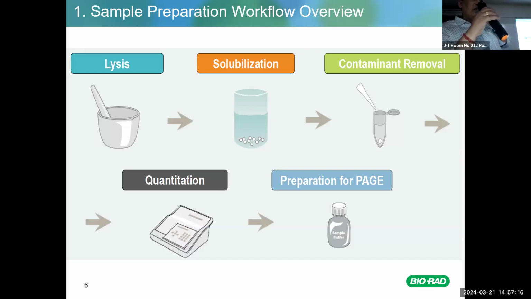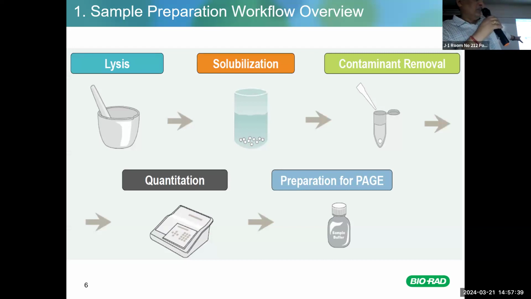Centrifugation. With centrifugation, you can remove all the debris, whatever non-soluble material, just by the centrifugation method. After centrifugation, you collect the supernatant and check the protein concentration. For checking protein concentration, you are using a UV visible spectrophotometer.